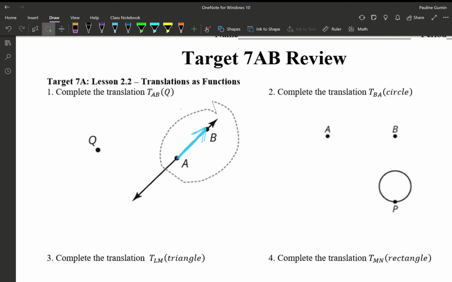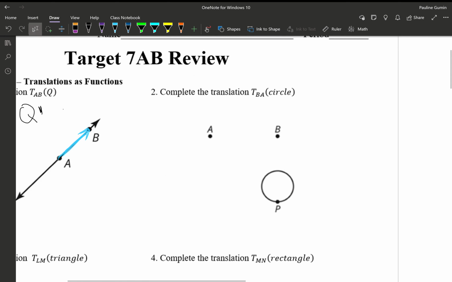I'm going to use the magic of technology to transport that distance AB over to the point Q. I'm just going to redraw AB. And now we have our new point, and we're going to call it Q prime.